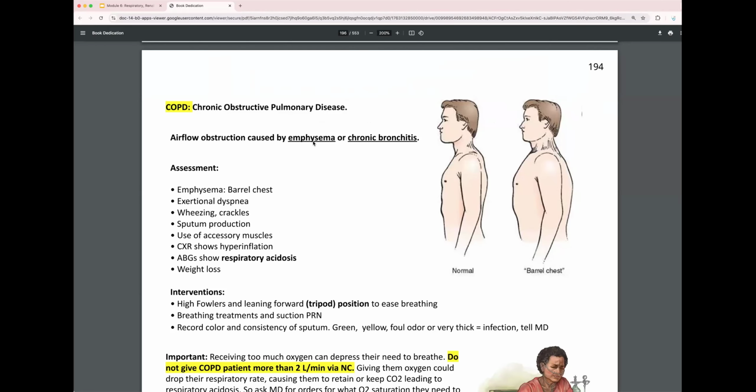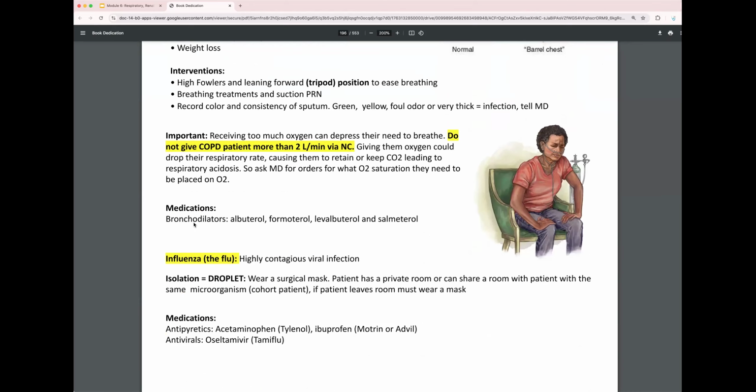So, COPD stands for chronic obstructive pulmonary disease, and it is an airflow obstruction caused by emphysema or chronic bronchitis. Assessment: barrel chest, exertional dyspnea, wheezing, crackles, sputum production, use of accessory muscles. They are more at risk for respiratory acidosis. Their chest x ray may show hyperinflation of the lungs and also weight loss. Interventions: putting these patients in high Fowlers and leaning forward, which we call the tripod position, as we can see here, is going to help ease their breathing.